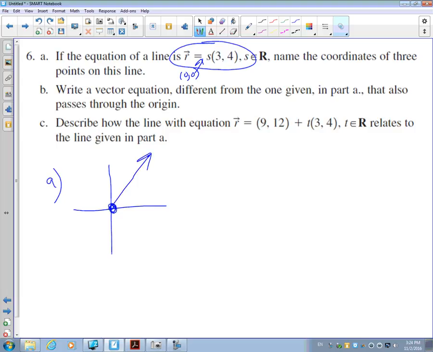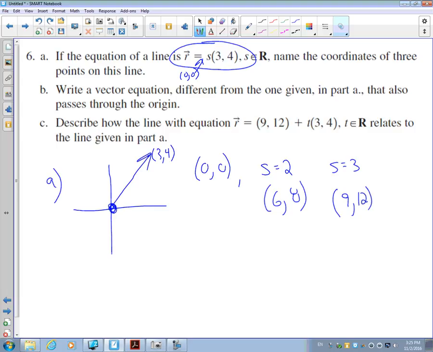What are some points on that line? Well, one of them could be 0, 0. That would be the nicest point. For any other point, we just pick values of s. What happens if s is 2? Well, I'd get 6 and 8. If s was 3, I would get 9 and 12. I could even pick s as 1, right? The point that's in between is the point 3, 4. And there's a bunch of points on that line.